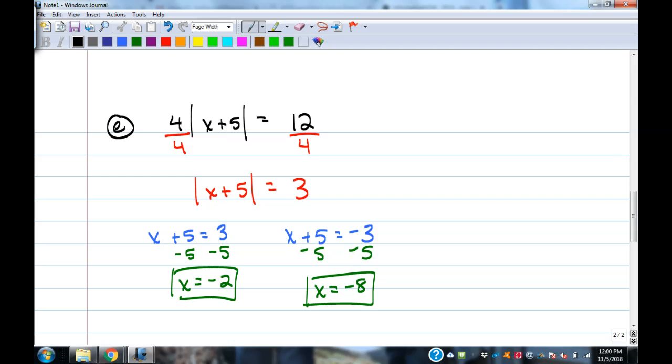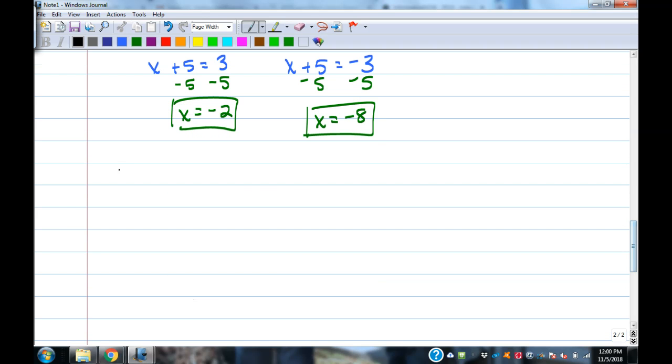Again, we've got to make sure we get our absolute value by itself. I'm going to need a little more space than that. So let's go. Example F. 3 times the absolute value of 2x minus 7, minus 5, is equal to 4. Let's ramp up pretty quick here to get to something that makes sense.